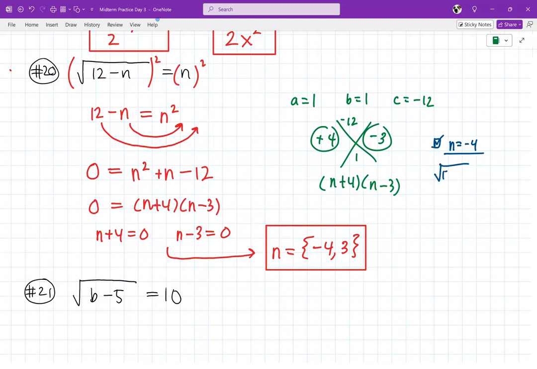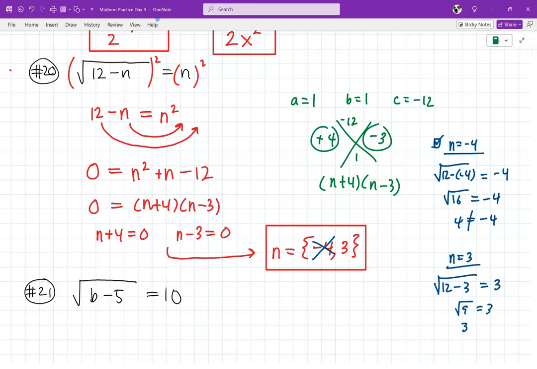The square root of 12 minus negative 4 equals negative 4. That's the square root of 16 equals negative 4. 4 equals negative 4. That's not true. So that's not an answer. All right, what about if n is 3? Well, if n is 3, I get the square root of 12 minus 3 is equal to 3. That's the square root of 9. So 3 equals 3. That checks out. So my only answer is n equals 3.